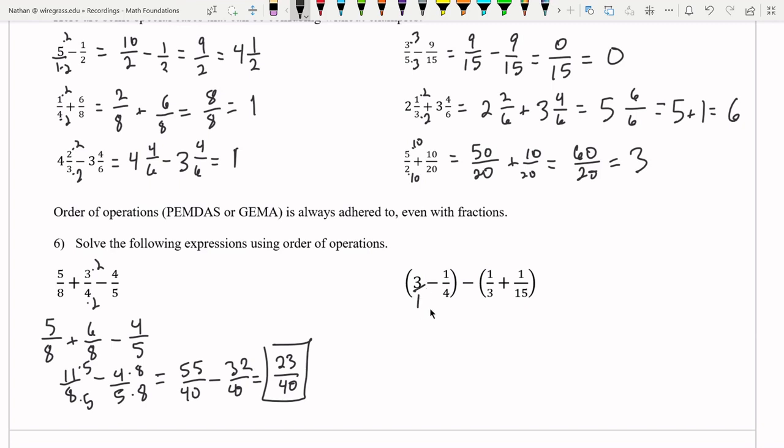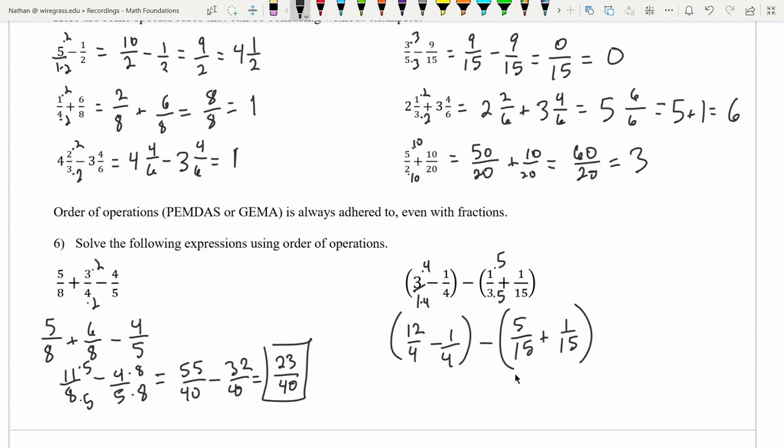Okay, 3 again, 3 over 1. That's what we want to do whenever we have a whole number. And we need to have common denominators here because we have to do parenthesis groups first. Multiply by 4 over 4. That's going to give me 12 over 4. 12 over 4 is the same thing as 3, minus 1 over 4. And here I can multiply 3 by 5 to get 15, giving me 5 over 15 plus 1 over 15.